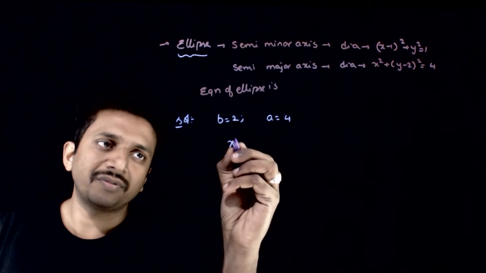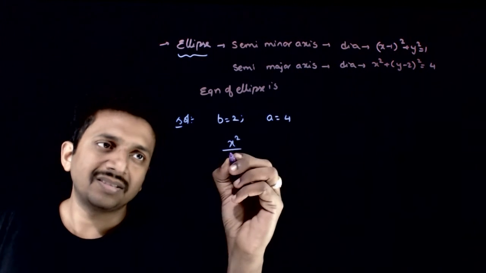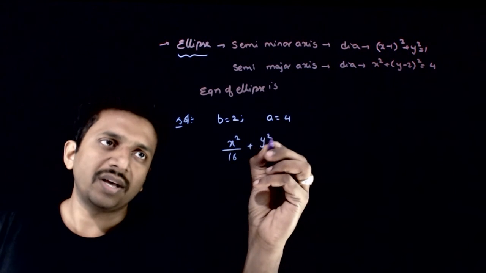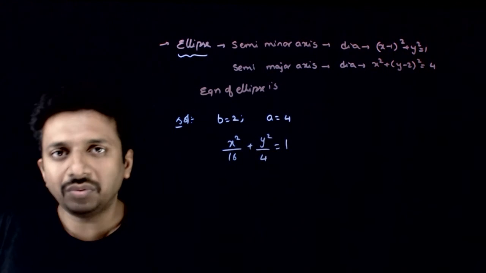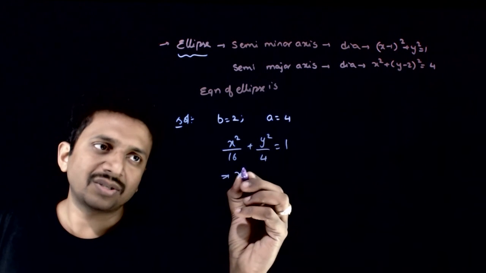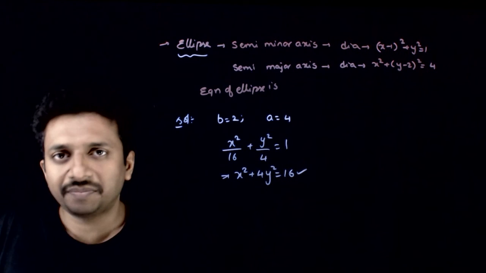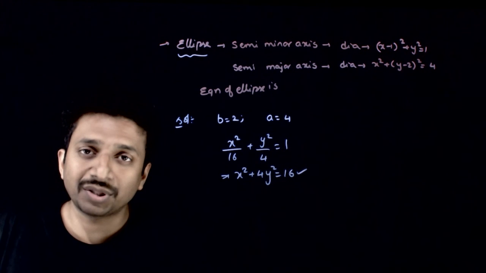So what is the equation of the ellipse? x squared by a squared, that is 16, plus y squared by b squared is equal to 1. So this implies x squared plus 4y squared is equal to 16. So this is the equation of the ellipse.